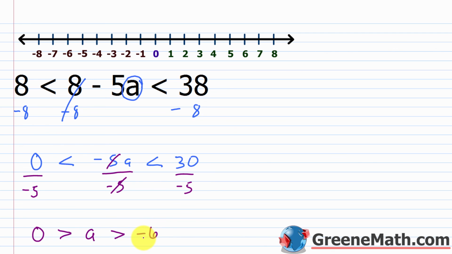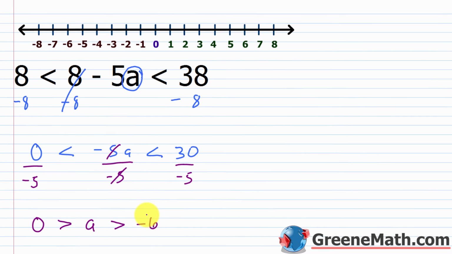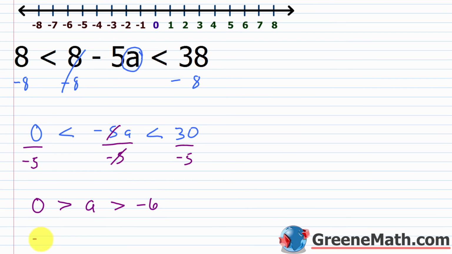Now, you don't want to keep it like this. You want to put it in the direction of the number line. Negative 6 is to the left of 0, so you want it lined up that way. So we would put negative 6 is less than a, which is less than 0. Or a is greater than negative 6, and also it's less than 0.